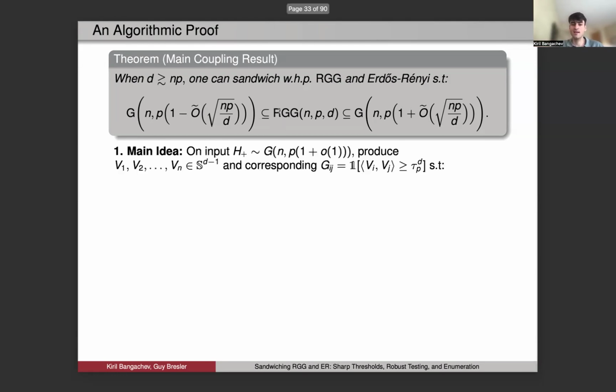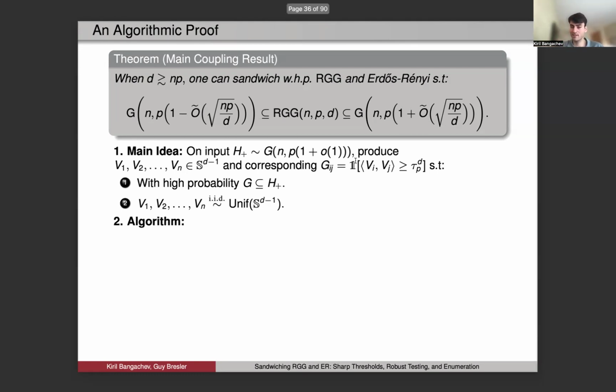The way we will do this is that someone will give us the Erdos-Renyi with slightly higher edge density. Then we want to produce the n feature vectors on the sphere and their corresponding graph G. And we want the following two properties. First, all edges of G are also edges in the Erdos-Renyi. And also, we want the feature vectors to be uniform and independent on the d-dimensional sphere. This is to ensure that the corresponding G is actually from the random geometric graph distribution.